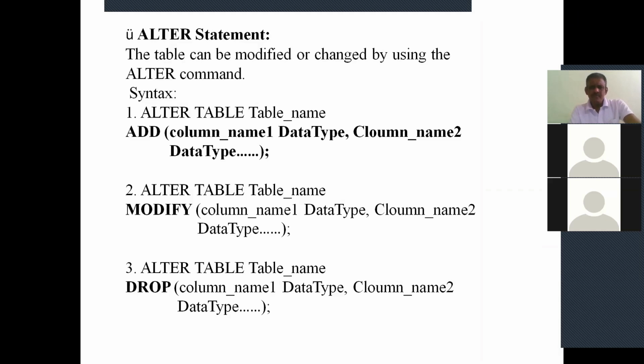If you want to remove some of the columns from the existing table, then you can go with the third option called drop. It means the alter statement or alter command is used to modify or make changes into the existing table, either by adding some columns to the existing table, or by making changes to the existing table columns, or the unwanted columns can be removed from the existing table. All these can be done with the help of the alter statement.